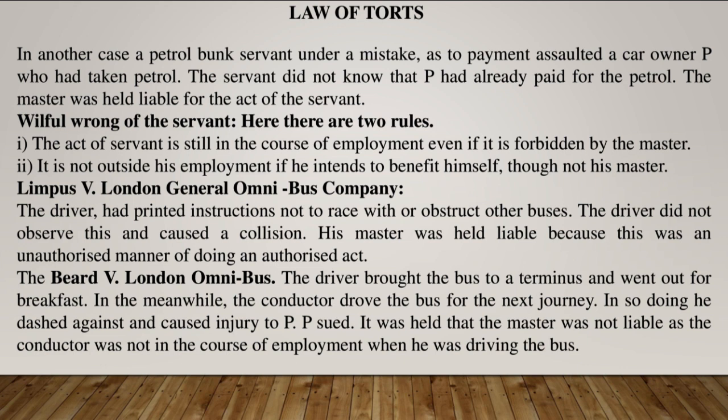Willful wrong of the servant. Here there are two rules. 1. The act of the servant is still in the course of employment, even if it is forbidden by the master. 2. It is not outside his employment if he intends to benefit himself, though not his master. Limpus v. London General Omnibus Company. The driver had printed instructions not to race with or obstruct other buses. The driver did not observe this, and caused a collision. His master was held liable because this was an unauthorized manner of doing an authorized act.